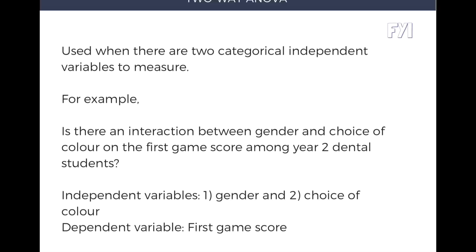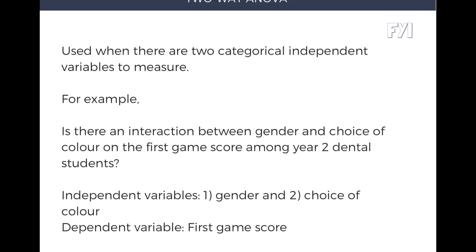Okay, so lastly, we're going to cover the two-way ANOVA. Okay, this is really FYI, so you don't really need to know this, but I'm just teaching you about this in case you ever need to use this. So the two-way ANOVA is used when there are two categorical independent variables to measure.